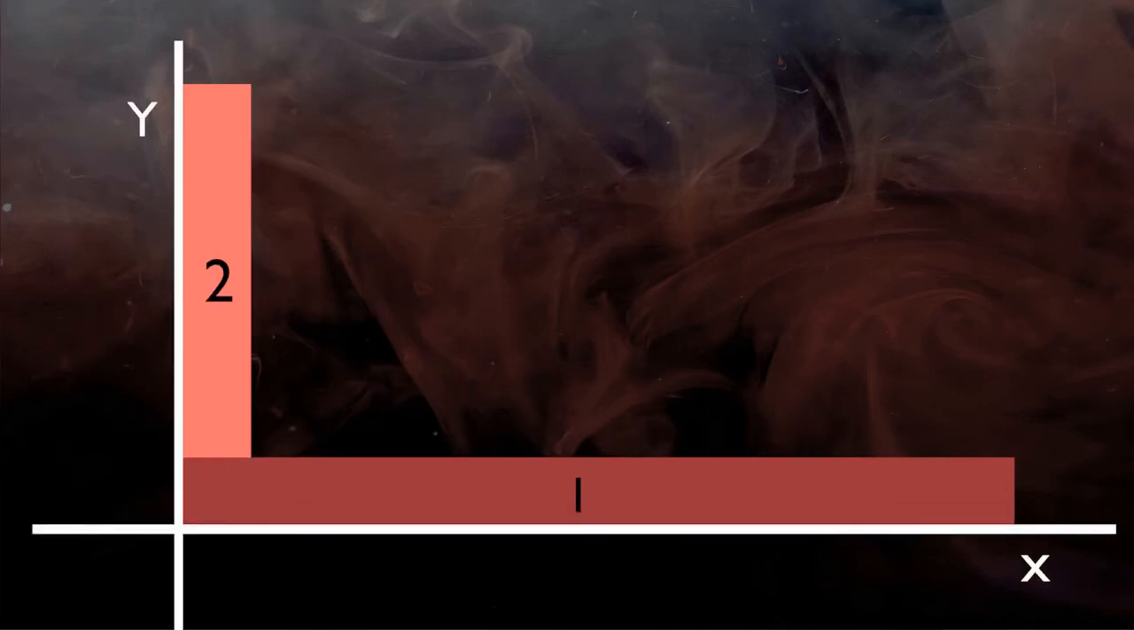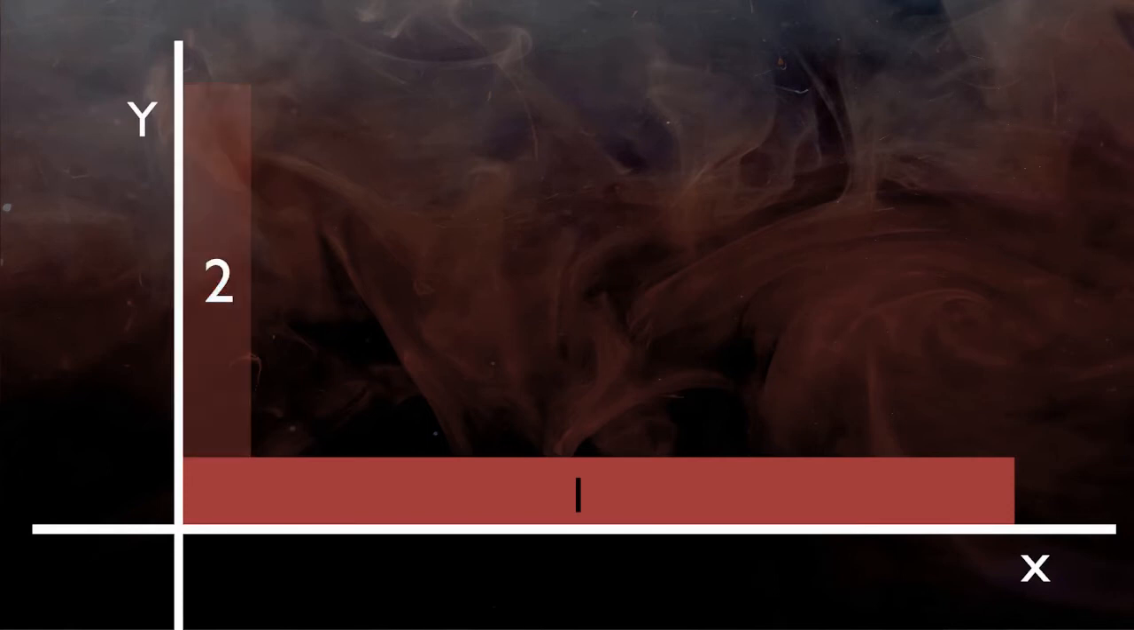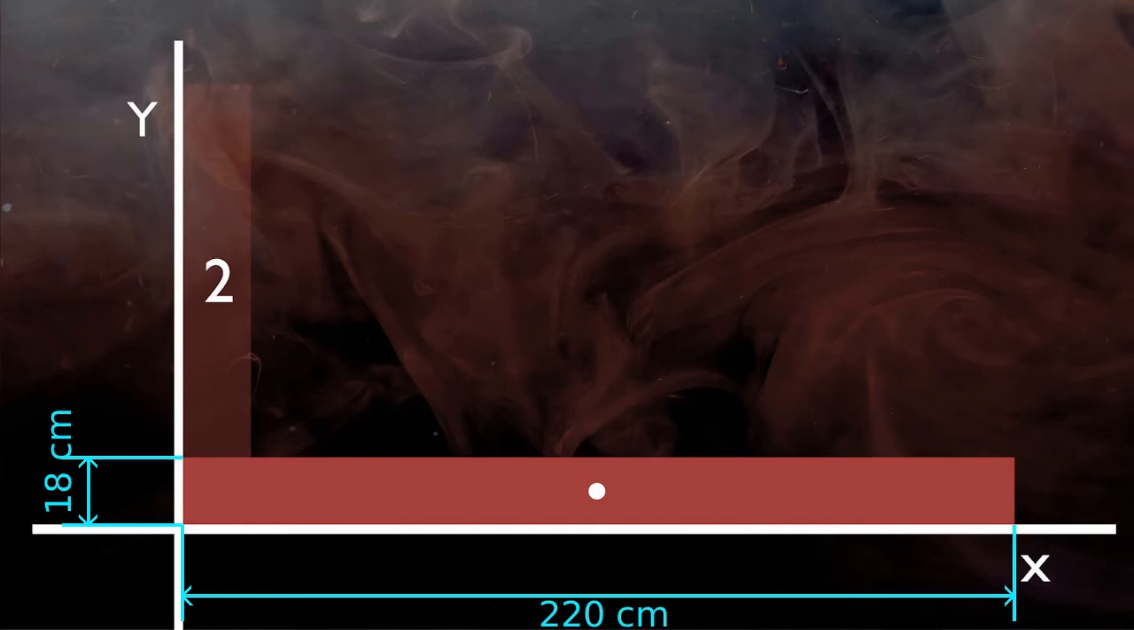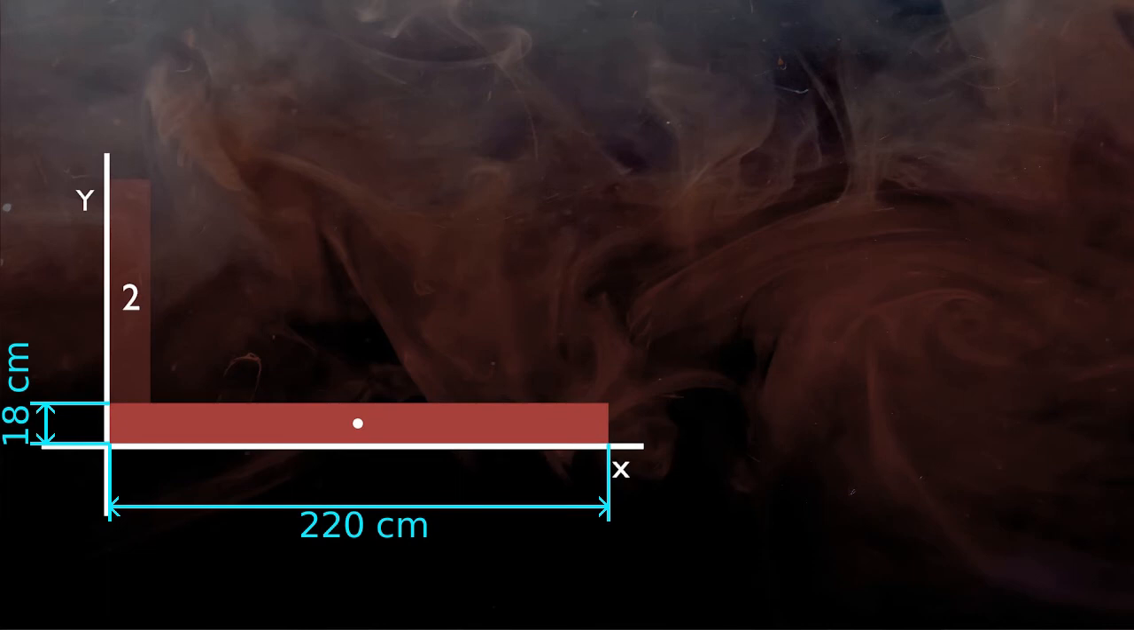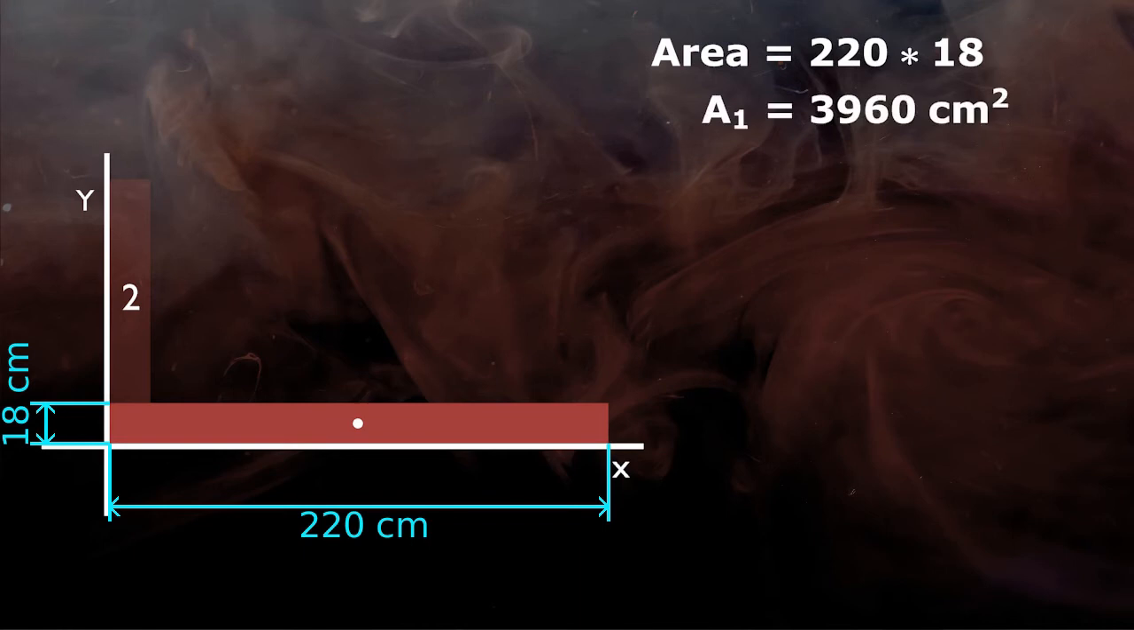Now let's find it out for rectangle number 1, or the slab. Right now we will just focus on the slab and ignore the other rectangle. Locate the centroid and dimensions of rectangle 1. So the area of rectangle 1 is 220 cm multiplied by 18 cm, that is 3960 cm square.